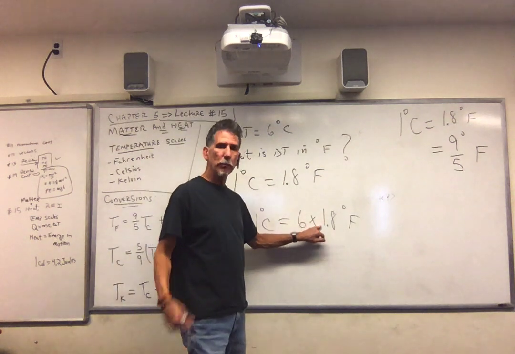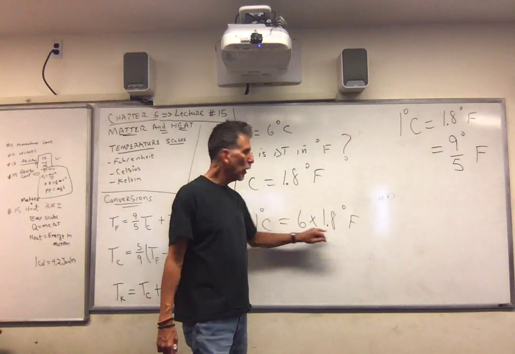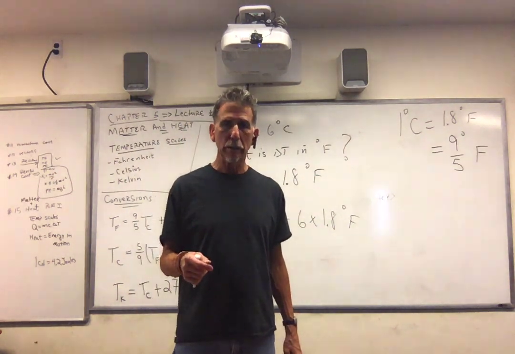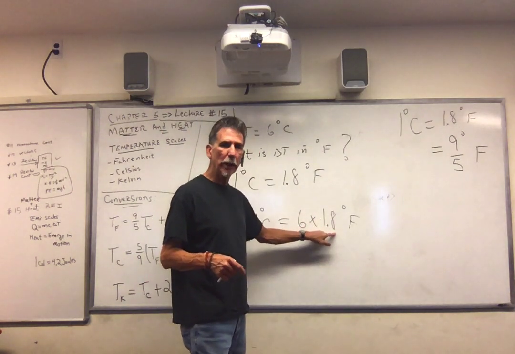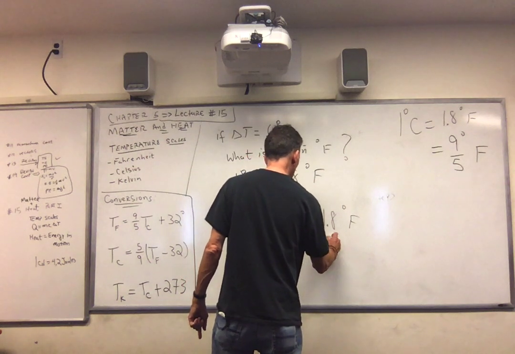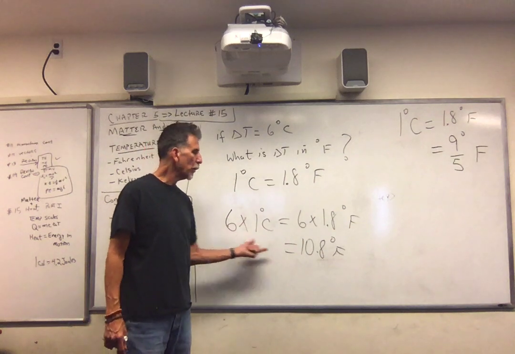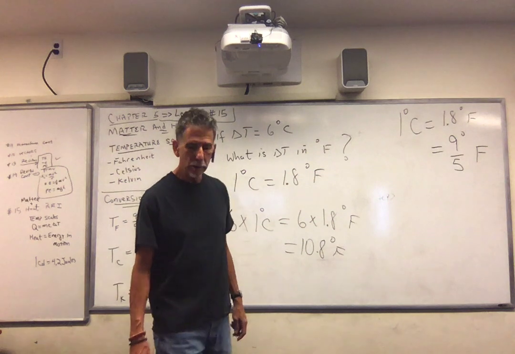6 times 1 is 6. 6 times 8 we know is 48. So 6 times 0.8 is 4.8. So now we add 6 plus 4.8 is 10.8 degrees Fahrenheit. If you change the temperature by 6 degrees Celsius, you've changed the temperature by 10.8 degrees Fahrenheit. Okay? Let's do another one.